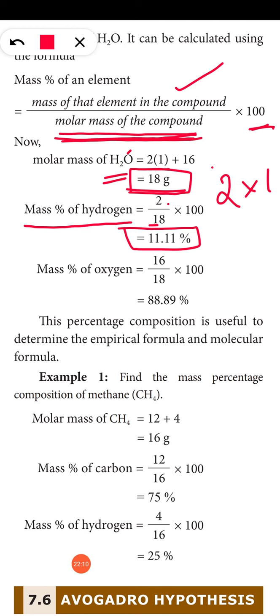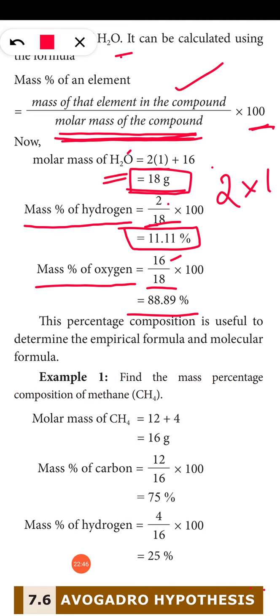11.11% by weight, because we are calculating the mass percentage. Then mass of oxygen. How many oxygens are present? Only 1 oxygen is present in water. Atomic mass of oxygen is 16. Mass of the element, 16, divided by molar mass of the compound, that is water's molecular mass 18, into 100 is equal to 88.89% of oxygen is present in water.